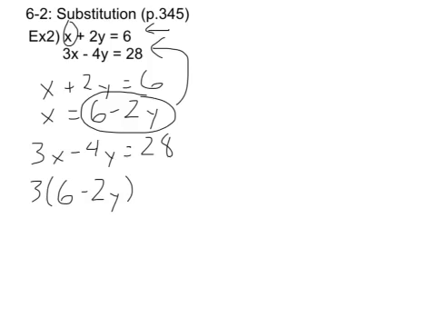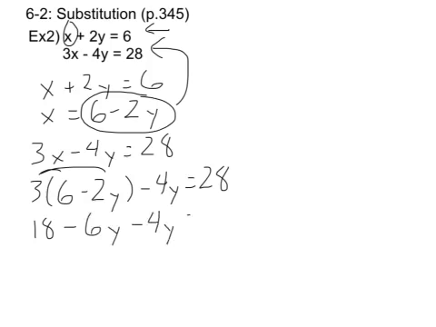Then I finish writing my equation: minus 4y equals 28. Now I have to distribute my 3. 3 times 6 is 18, minus 3 times 2y is 6y, and then I do my minus 4y equals 28. Now I simplify with my y's, so I've got 18 minus 10y equals 28.